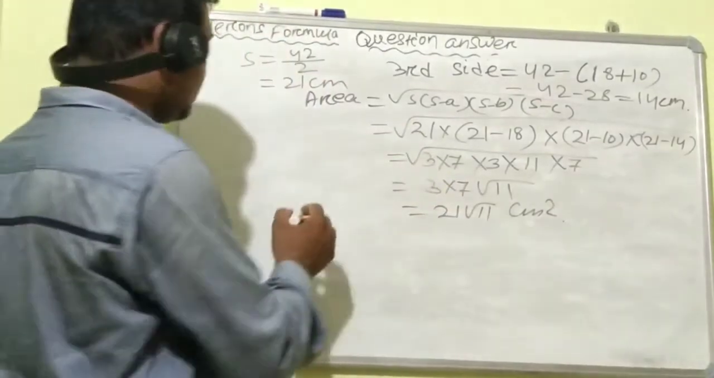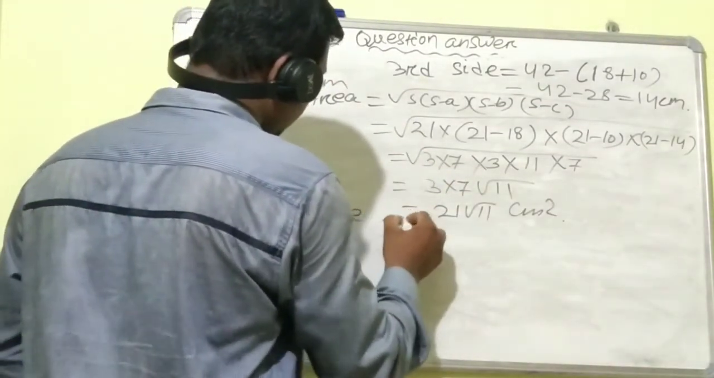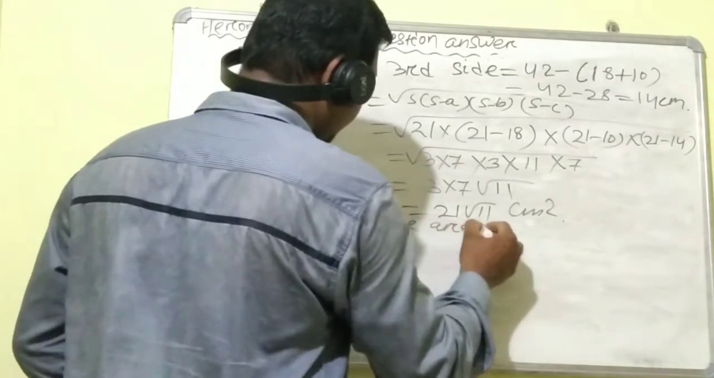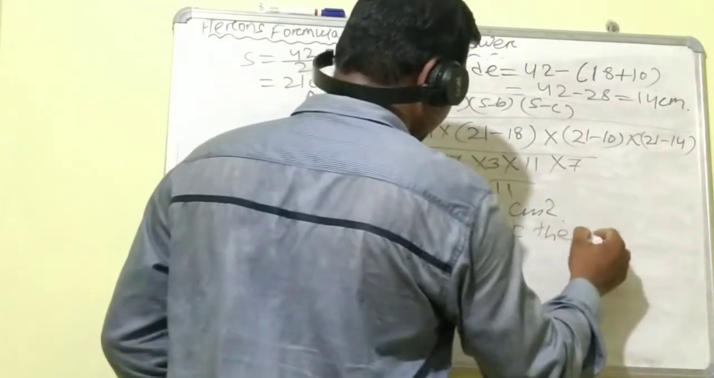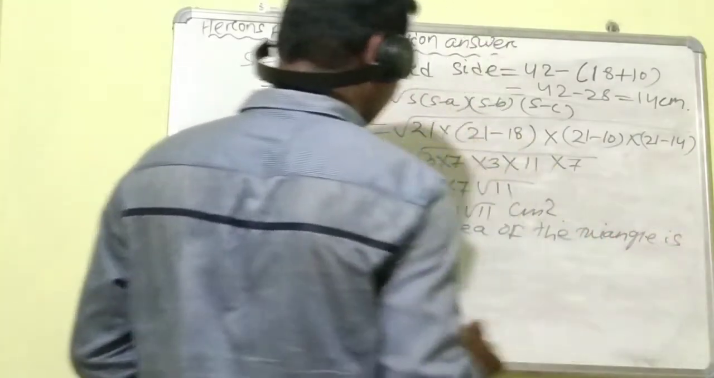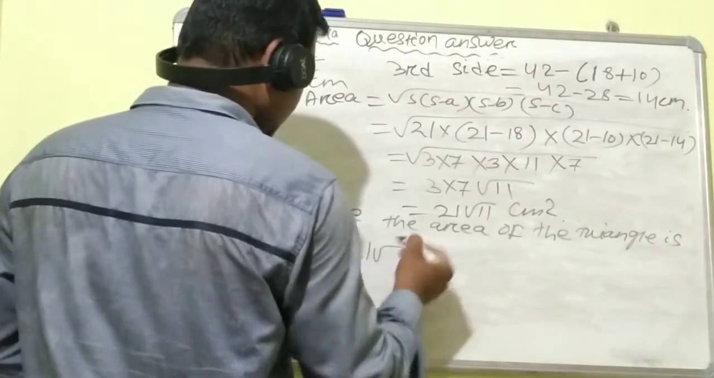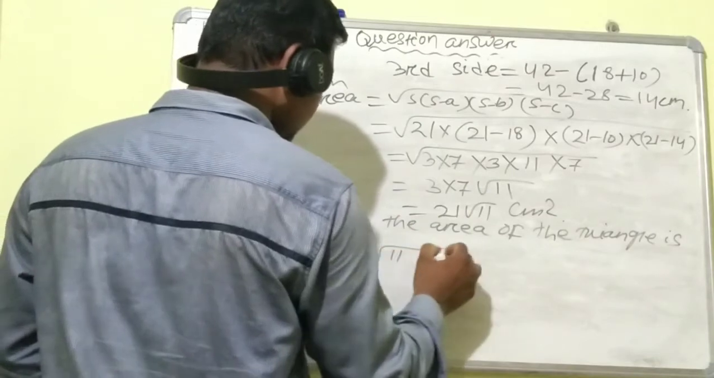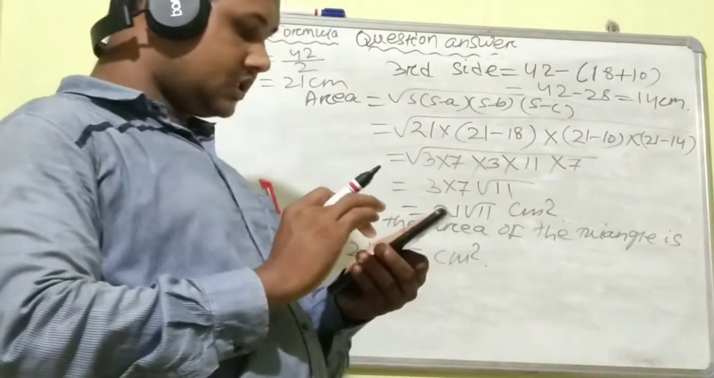Then conclusion is, hence the area of the triangle is 21 into root of 11 cm square. Okay, come to the next question.